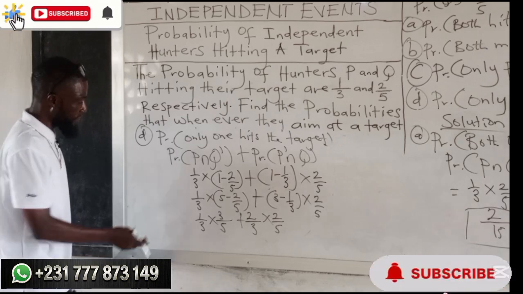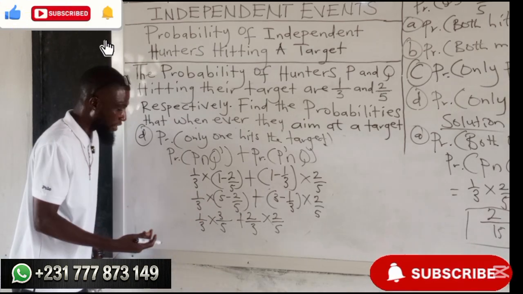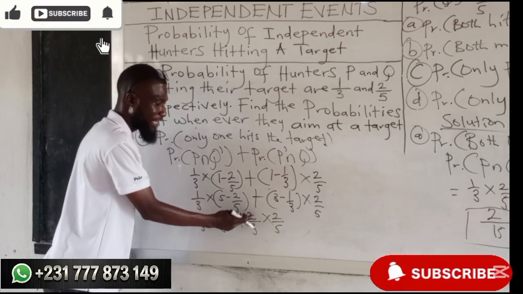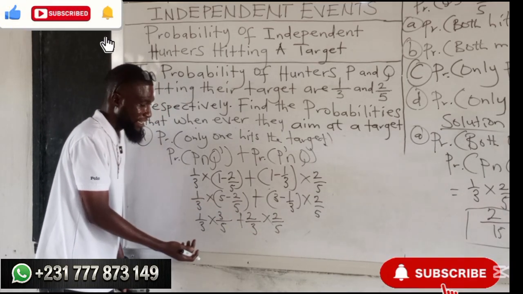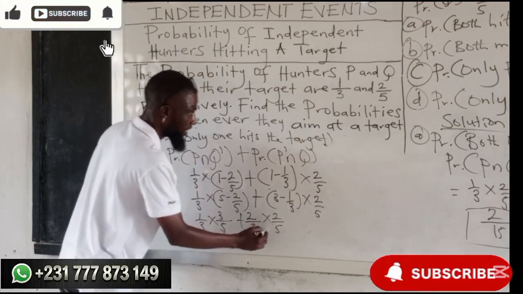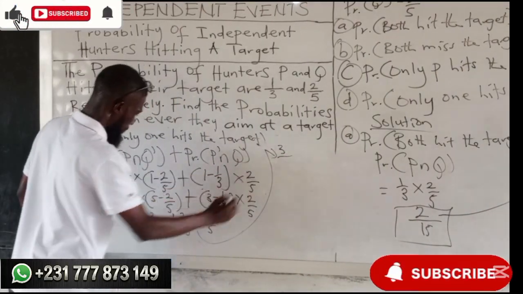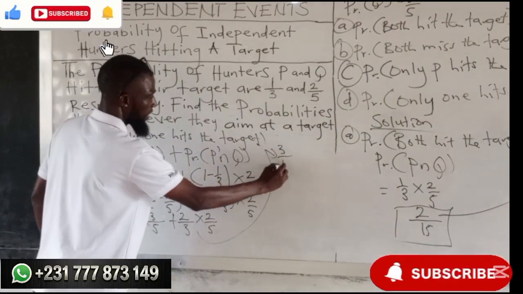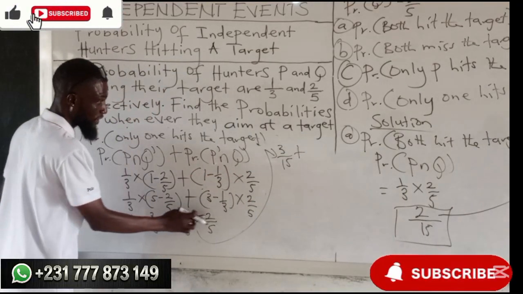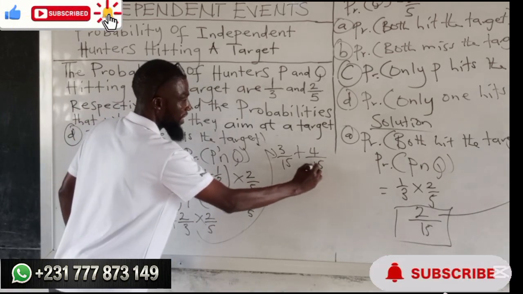So ladies and gentlemen, we'll be multiplying 1 and 3, and at the same time multiplying 3 and 5, and we'll also be multiplying 2 and 2, and at the same time multiplying 3 and 5. So on this note, we say 1 times 3 is 3 over 3 times 5, which is 15. Plus 2 times 2, we have 4 over 3 times 5, which is also 15.